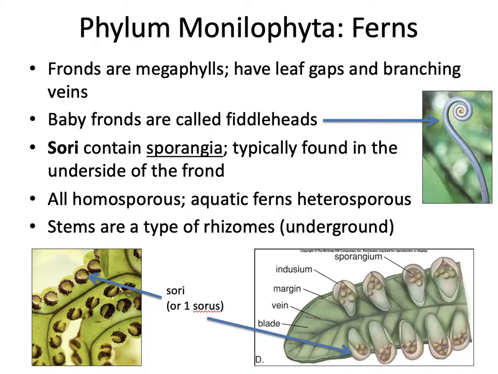All of the terrestrial ferns are homosporous, but the aquatic ferns are actually heterosporous. But for this class, we just need to memorize a homosporous fern life cycle. The ferns produce stems underground, which are a special type of rhizome. Note, we can point to one single sorus, that's the singular version, or we can refer to all of them as the sori.